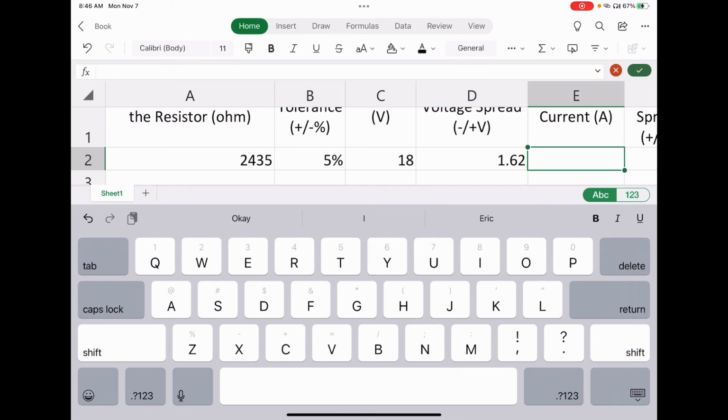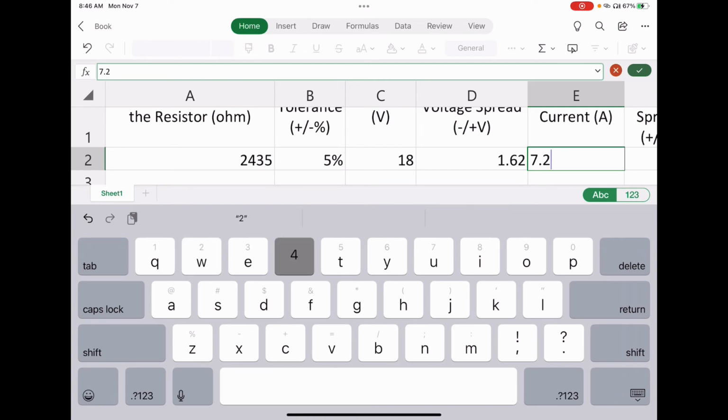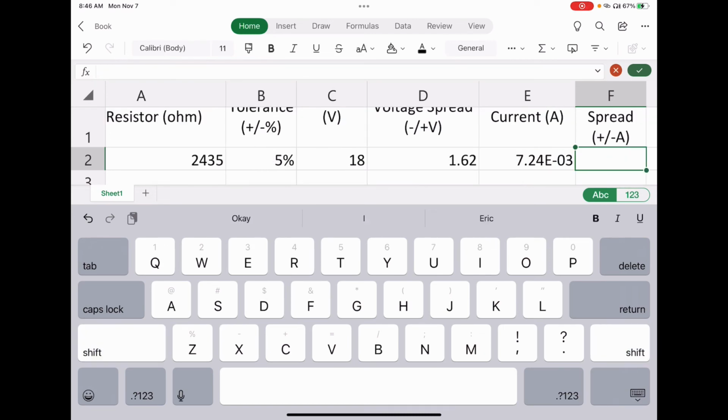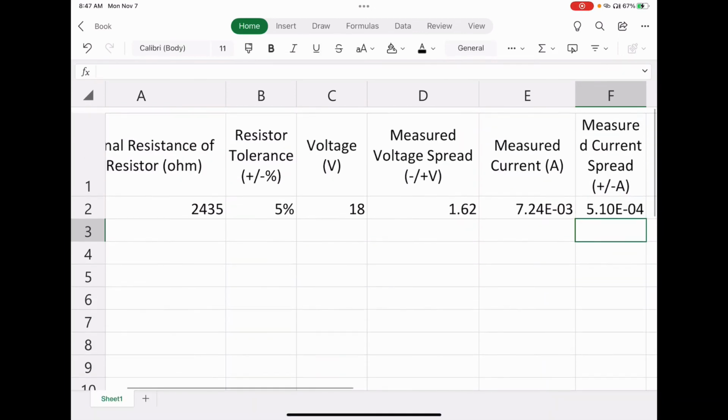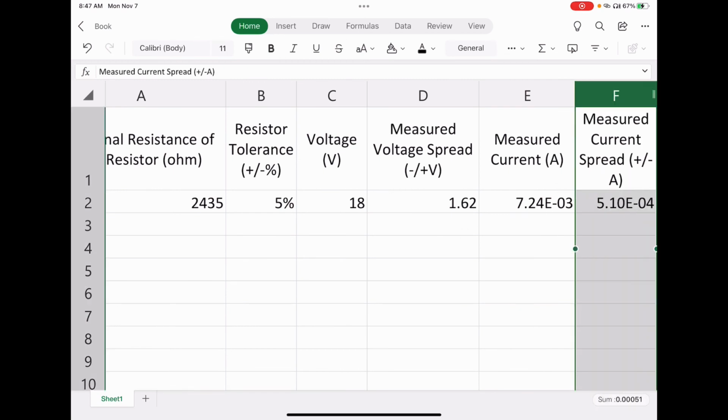Then I have a current of 7.24. All right. And this is E negative 3. Okay. And then I have 5.1 E negative 4. So this is a plus or minus, and these are basically my uncertainties. Or yeah, I think all of it can fall under the uncertainty in measurement. So like error, tolerance, spread, all of these are speaking to the uncertainty that you have in your measurement.